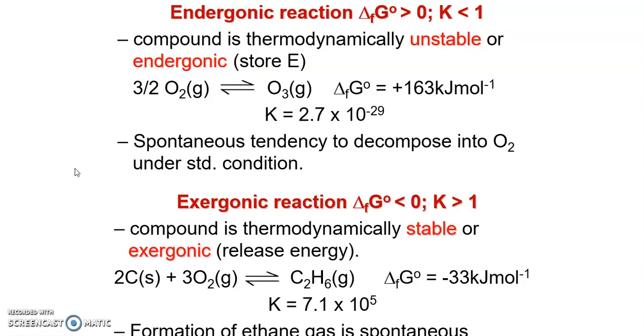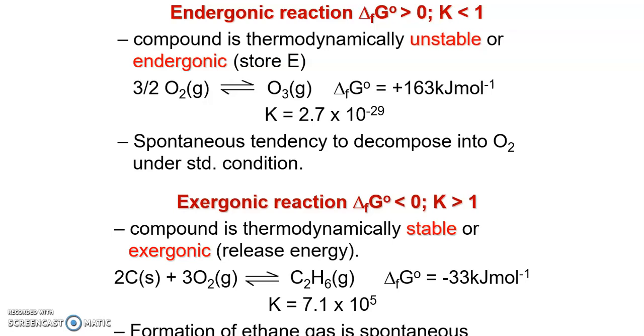Also in chemistry, if you still remember, in reaction we can state that the chemical reaction is either endergonic or exergonic. What is meant by endergonic reaction? Endergonic reaction is where it is not spontaneous, and exergonic reaction is spontaneous.